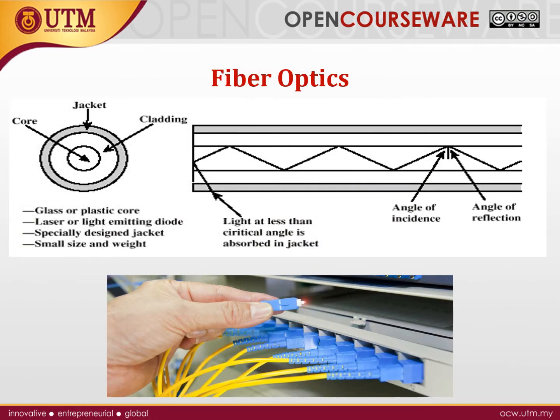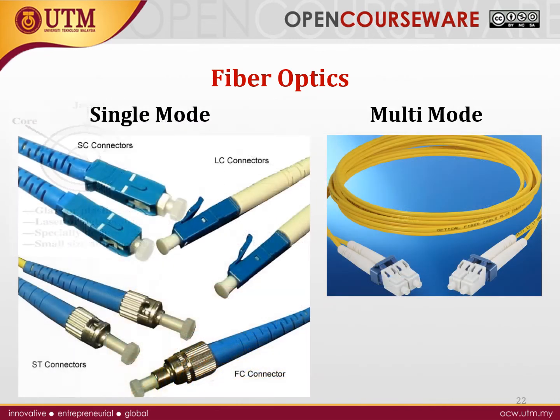And thirdly, we have the fiber optics, which consists of three main layers: the core, the cladding, and the jacket. The core might be glass or plastic, and could carry laser or light, with a specially designed jacket, and it could be small in size and weight. We have two types of fiber optics, single mode, as we can see in the picture, which has a single connector, while the multi-mode has multiple connectors.